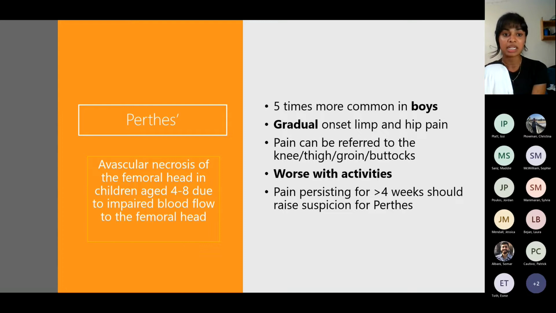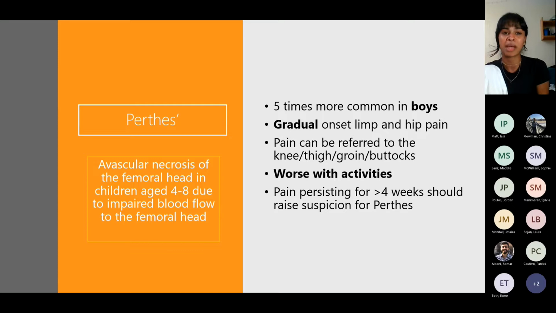Males, yeah, exactly. It's 5 times more common in boys. So this can be differentiated from transient synovitis because it's much more gradual. Transient synovitis usually only lasts around 2 weeks, and even if they have a similar kind of pain, it won't continue for longer than that. This was 5 weeks, to be longer than that.